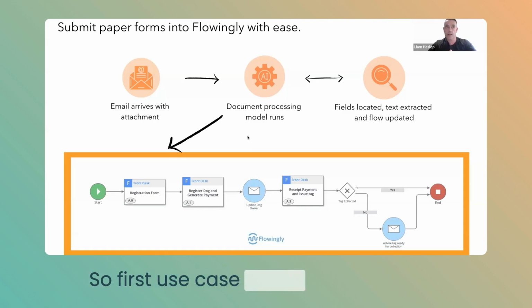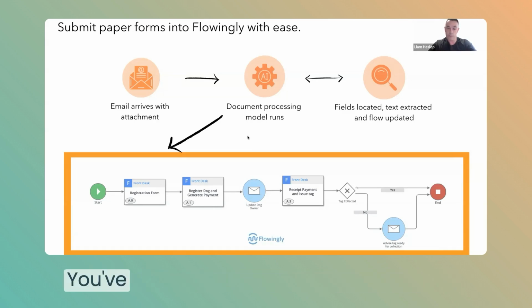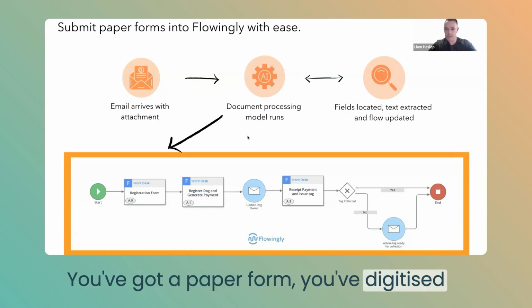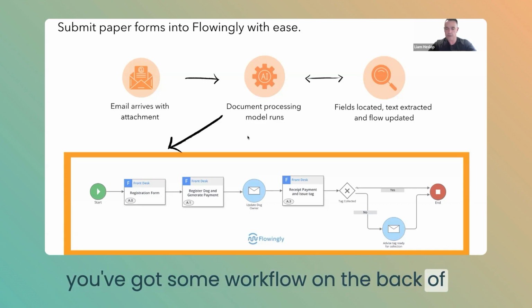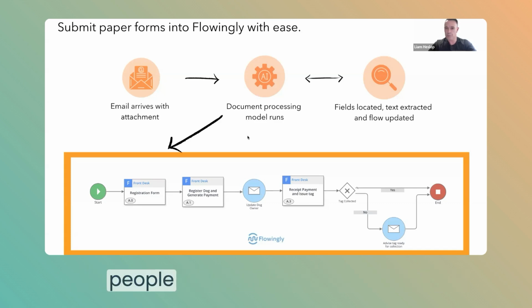So first use case we got here is the submission of paper forms into Flowingly. So this fixes a common problem. You've got a paper form, you've digitized it, you've got some workflow on the back of it. Now you've just got to convince people to stop using paper, right? It takes forever, and a lot of people don't even get there at all. They can't wean them off the paper. Takes up a lot of budget, project closes, benefits aren't realized.